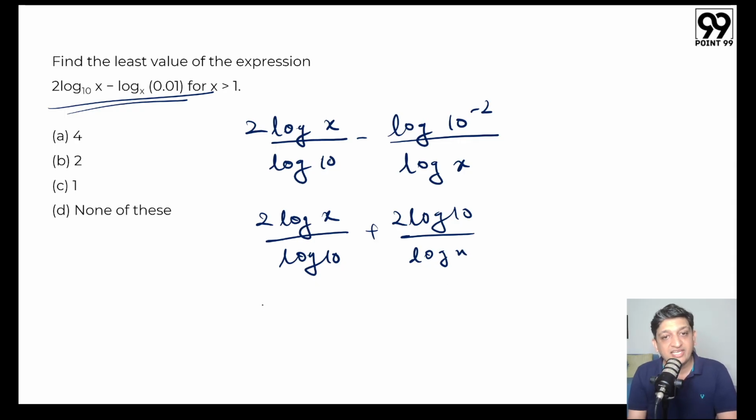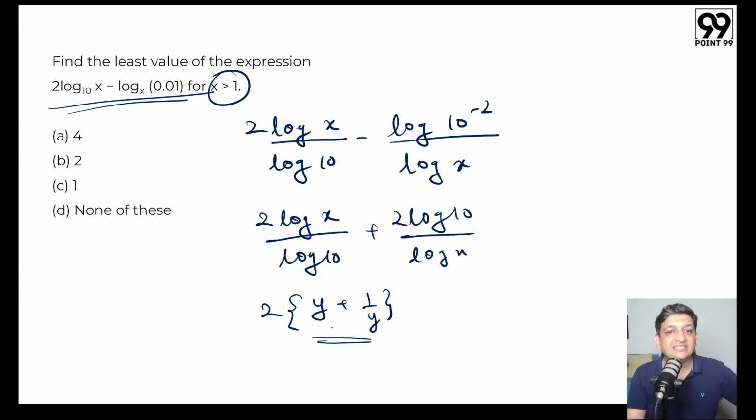So in this particular case, if I take 2 common, I'm going to get something in the form of y plus 1 by y, wherein y is positive because log of 10 is going to be 1 and log of x is going to be a positive number because x is greater than 1. So I will be able to say that I have to minimize the value of y plus 1 by y to find the least value of this expression. What is the minimum value that y plus 1 by y can take? Now this is the theoretical concept. It will be 2. You can also prove it using AM greater than or equal to GM.